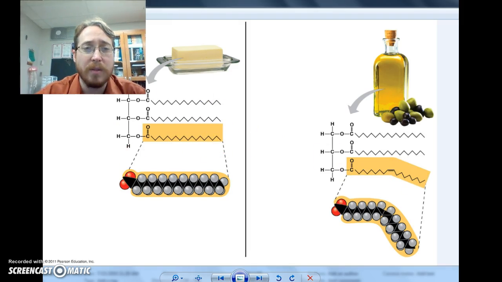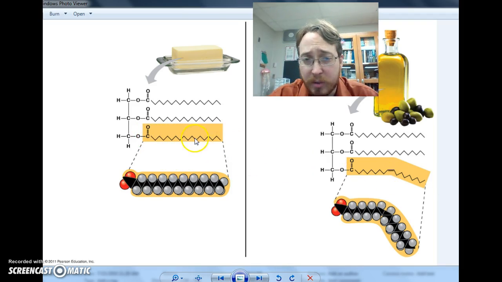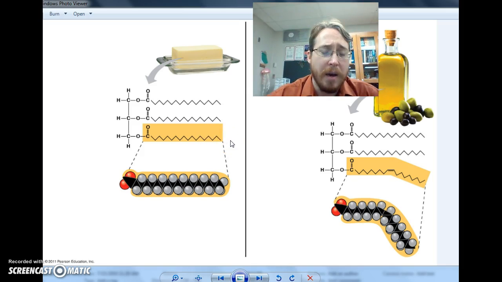Now let's go back and spend some more time with saturated. Saturated fatty acids have this straight chain shape, whereas over here you can see that there's a bend, but that's not true for saturated fatty acids. They are all straight chain. They have no double bonds. They are solid at room temperature.